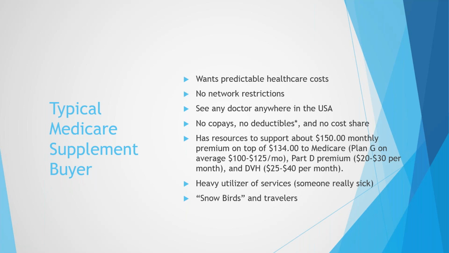Number two, they do not want any network restrictions. They do not want to be told where they can go. They do not want to be told what they can do. They do not want to be told what they can't do. They don't want their doctors telling them that they can't take it. They want complete control of their health care. Number three, and I mentioned this in number two, they want to see any doctor anywhere in the U.S. or any doctor anywhere in their hometown. Okay, no network restrictions.